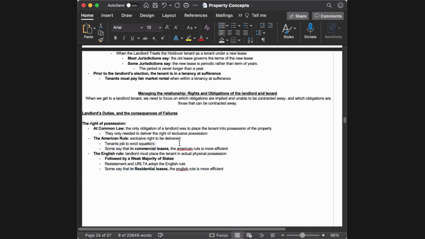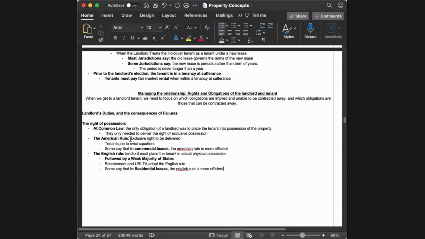So essentially, in commercial leases, the American rule is more efficient because we're dealing with probably property holders or property companies like the Irvine Company, who are managing hundreds, probably thousands of different pieces of property, where they can't always be ejecting squatters from the property. And so it's easier to have the tenants do so. In the residential sense, the English rule is more efficient because we look at the landlord as being somebody who's more capable and has more resources to eject a squatter than the tenant might be. And so that's just something to be aware of.